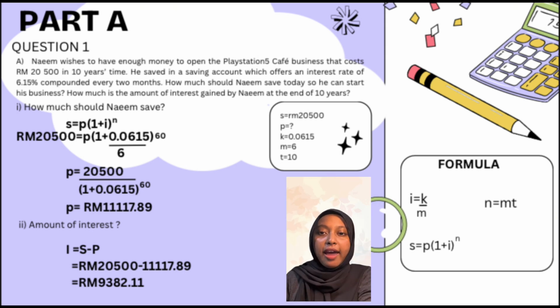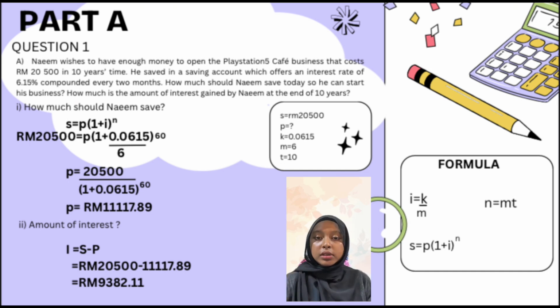We're using the formula S = P(1 + i)^n. So our S is RM 20,500 = P(1 + 0.065/6)^60. So we must put the P alone and bring all the things to the right. So it becomes 20,500 / (1 + 0.065/6)^60. So we got P equal to RM 11,170.89. That's how we got the P.